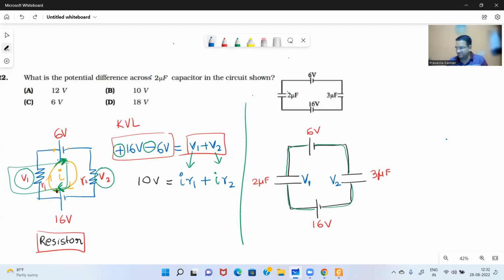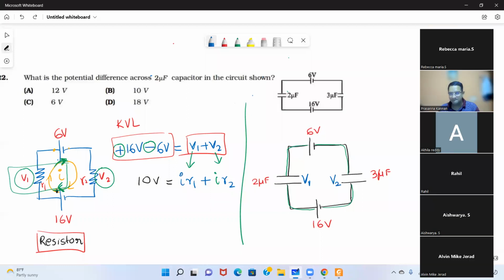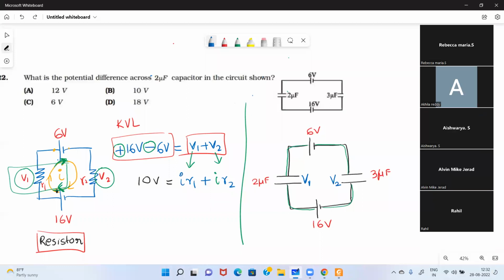How are the two capacitors connected? Series. Yeah, they are connected in series because they are in one loop, right? I told you already. When will we call two capacitors to be in parallel? Only if they are connected between the same two points. So this is B, this is A. Then only you can say.